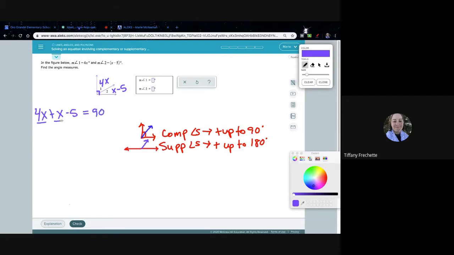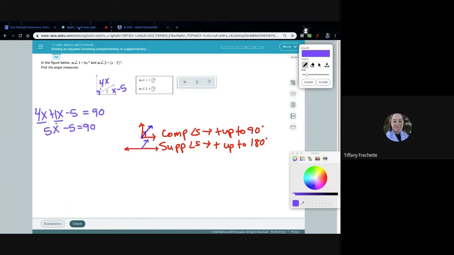So now I'm going to add my like terms. I have an x and an x right here. Remember, if there's no number in front of it, it means 1. So 4 plus 1 is 5x. I'm going to bring down minus 5 equals 90 because I didn't do anything with minus 5 equals 90. So it just drops down.